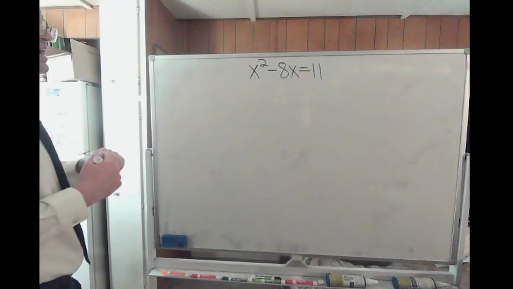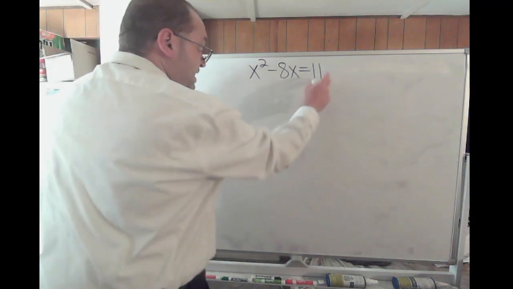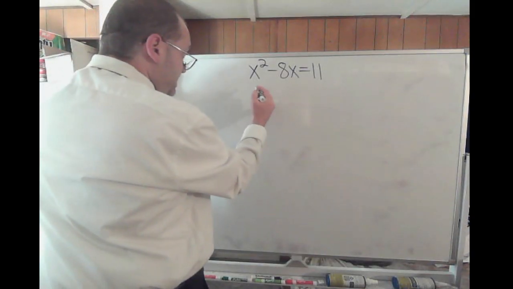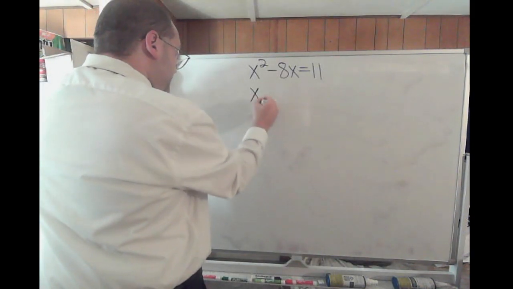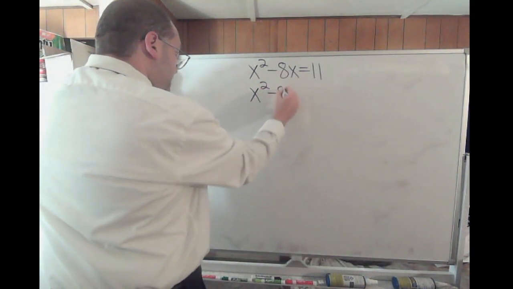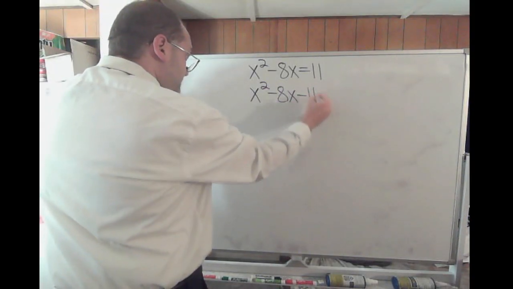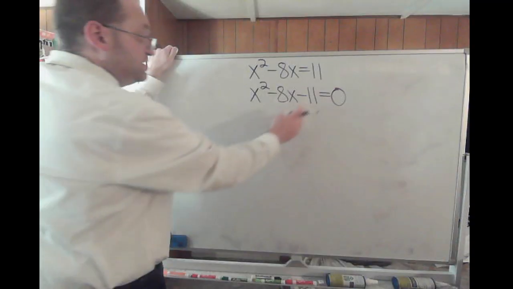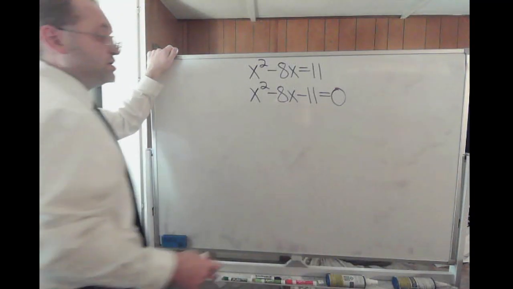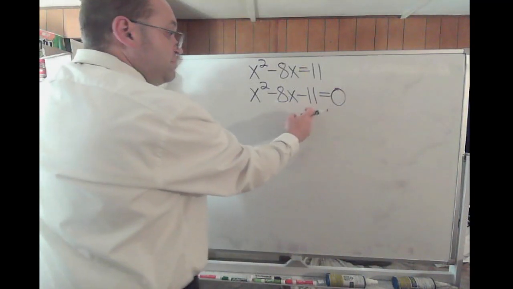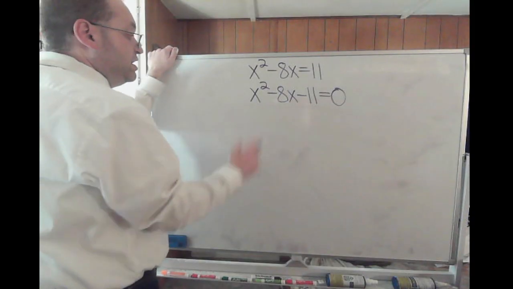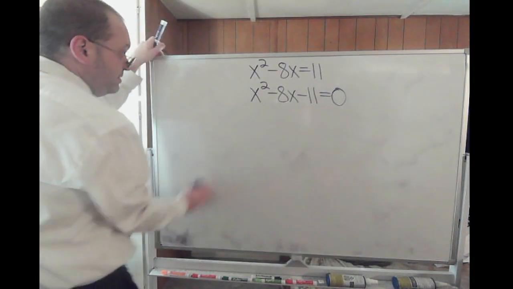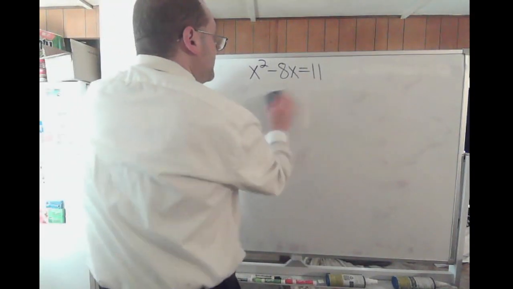Next, let's attempt factoring. If I'm going to attempt factoring, I have to make the right-hand side equal to 0, which means I need to subtract 11 from both sides. If I do that, I would get x squared minus 8x minus 11 equal to 0. I think it's clear to see that this is definitely not going to factor, because there's no factors of 11 besides 1 and 11. No factors that's going to make a middle term of negative 8. It's just not going to happen. So we can throw out factoring.